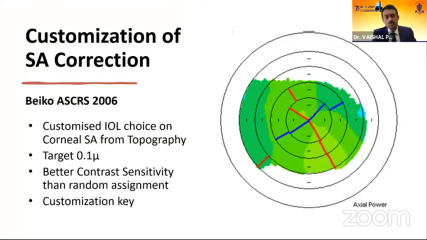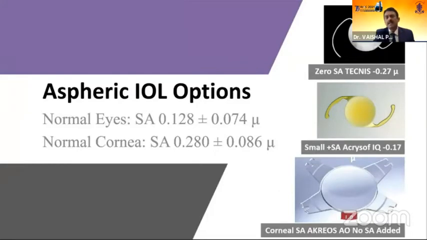So, George Baikoff et al. in 2006 published a paper about the customization of IOL, and he said a target of plus 0.1 micron of spherical aberration would give you a better contrast sensitivity. But that concept was in 2006. And we had an array of aspheric IOL options, and those options are still the same.